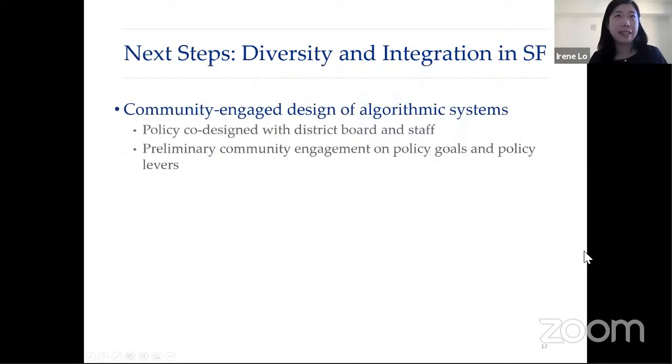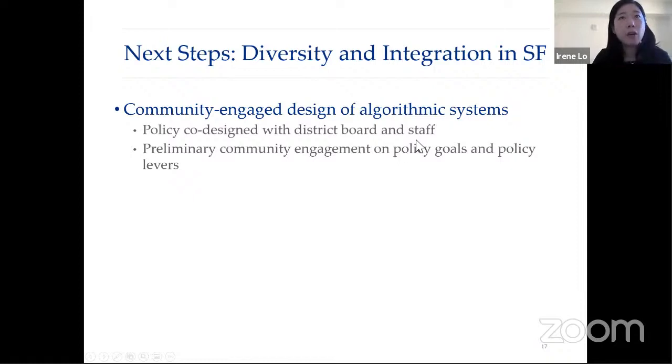In addition, another reason it's really important to have family buy-in is that the policy helps improve diverse representation at the schools. But diversity is not the same as integration, right? You really want all the families to be interacting with each other. You want the teachers to be supporting students from diverse backgrounds. And so, as I said, the district is really emphasizing community engaged design.